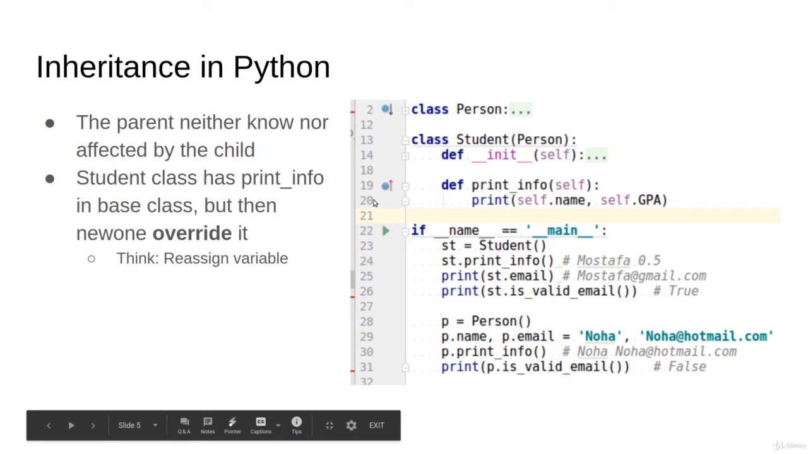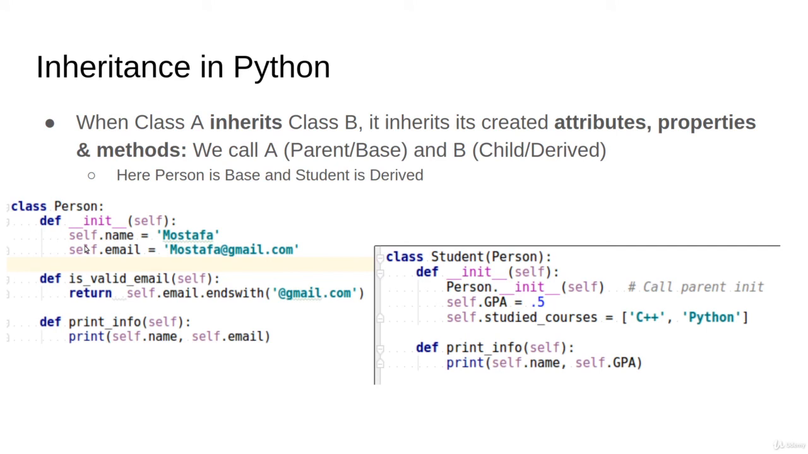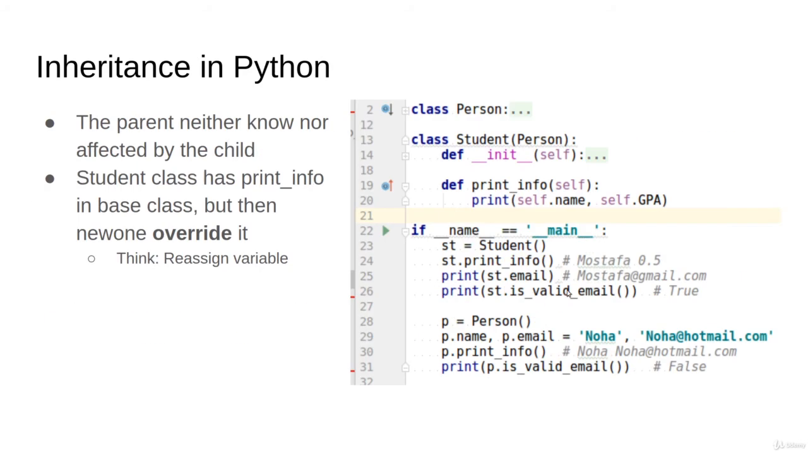The person class has an init method. The student class has an init method. Now this method overrides this method. So the student class only sees its own init method. And this one would like to call the parent to initialize the name and the email here. And this line here is making an explicit call to initialize these two things. So that's the moral of that.